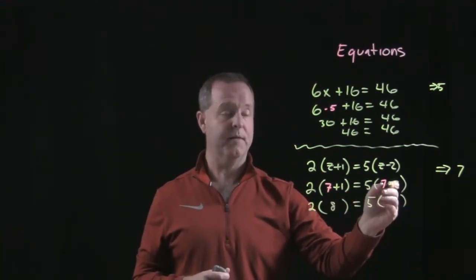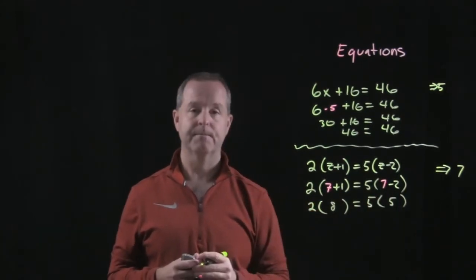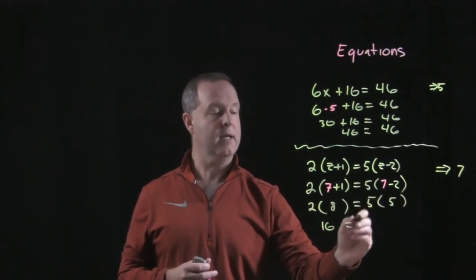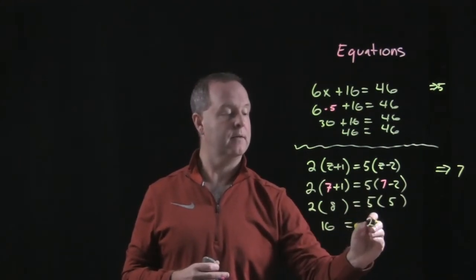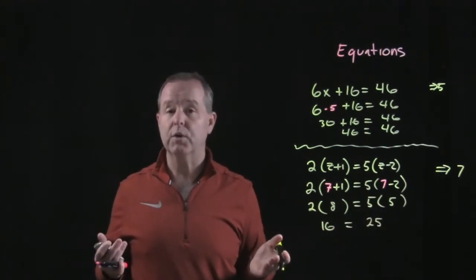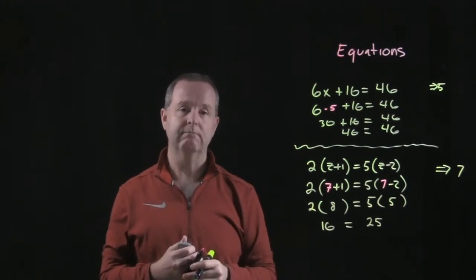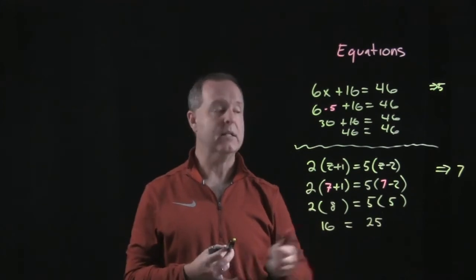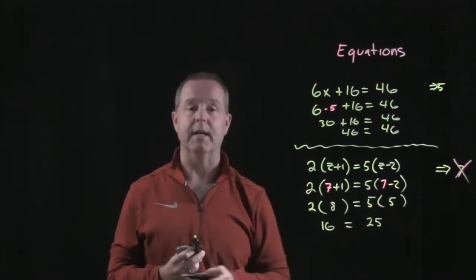5 times what's inside the parentheses, 5. Multiply is my operation here. So I have 16 equals 25. Do we know that to be true? Do we know that 16 equals 25? No, it does not. So we know then that 7 is not a solution to this particular equation.